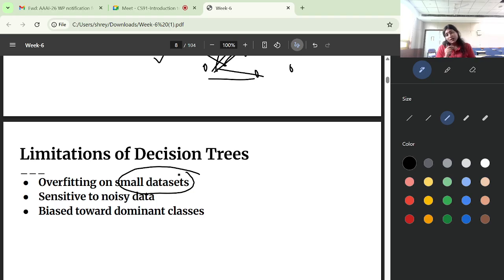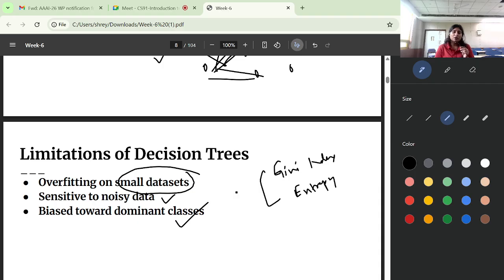Second thing, it is highly dependent on the data set, and if you change a single row, it may change the sequence ordering of the splits or the features in the decision tree nodes. That's why it is also sensitive to noisy data. Increasing or decreasing any row will affect the decision tree aggressively. Third thing is that it is biased towards the dominant classes. Obviously, because you will see the Gini index and entropy are concepts based on probabilities.